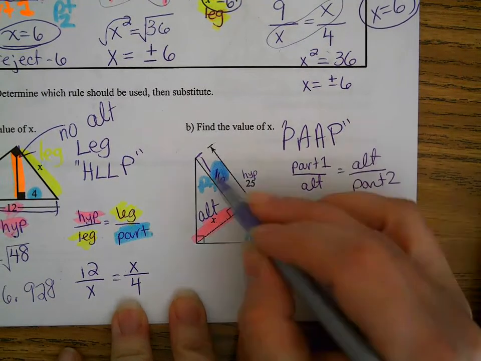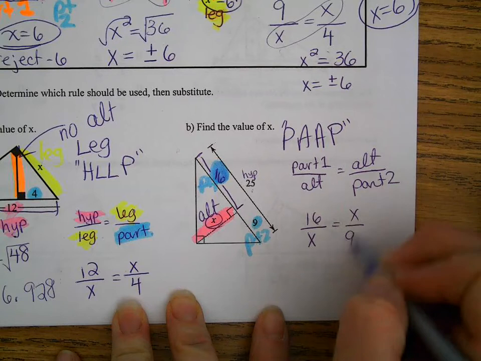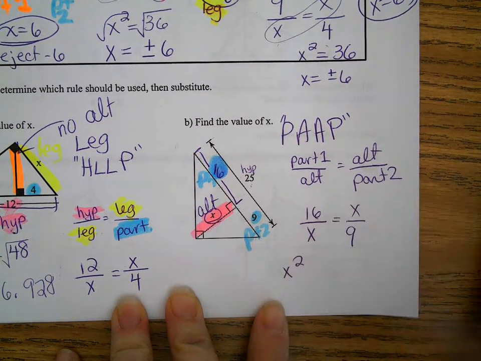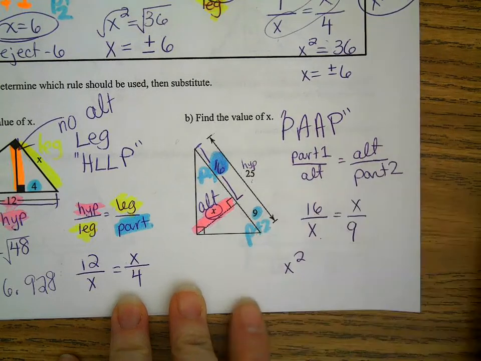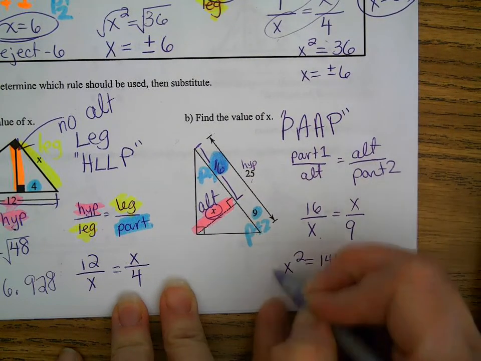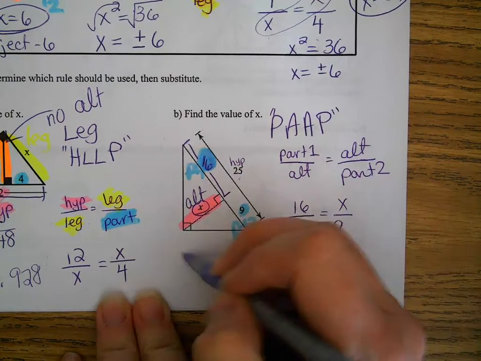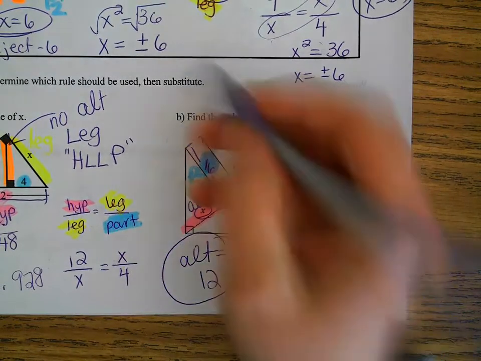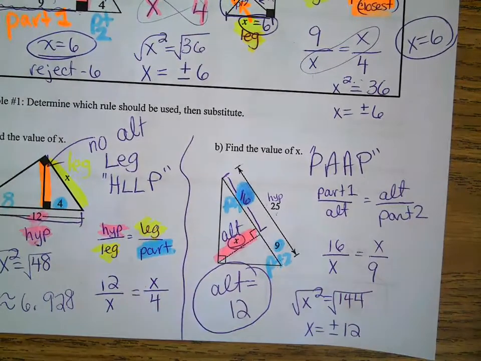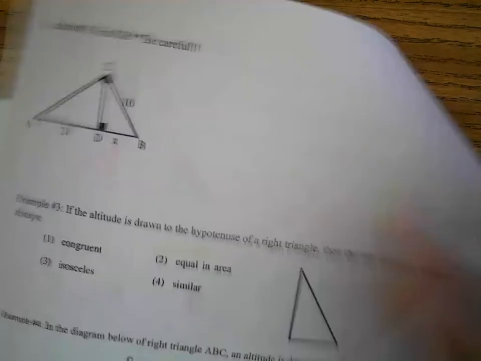So substituting in the parts, 16 compares to the altitude x, as x compares to 9. X times x, remember, is always x squared. 16 times 9 gives us 144. And taking the square root, x is plus or minus 12. So we're going to say our altitude here is positive 12. Those were 2 different questions. One we used the hypotenuse rule, one we used the altitude rule. You can have a bunch of practice with that today.